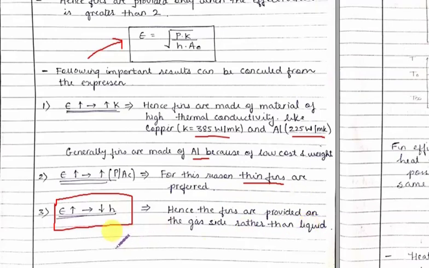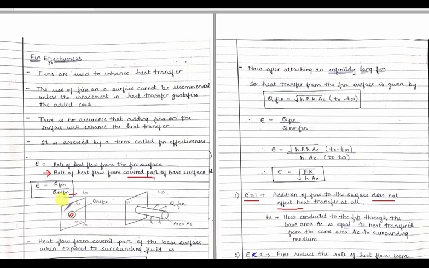So if we provide the fins on the liquid side, what will happen? The h value will be higher, so automatically your effectiveness will be on the lower side. So I hope the effectiveness part is very much clear. What is effectiveness? Simple, you can remember it. You don't need to remember the whole formula. Basically effectiveness is Q fin divided by Q no fin.